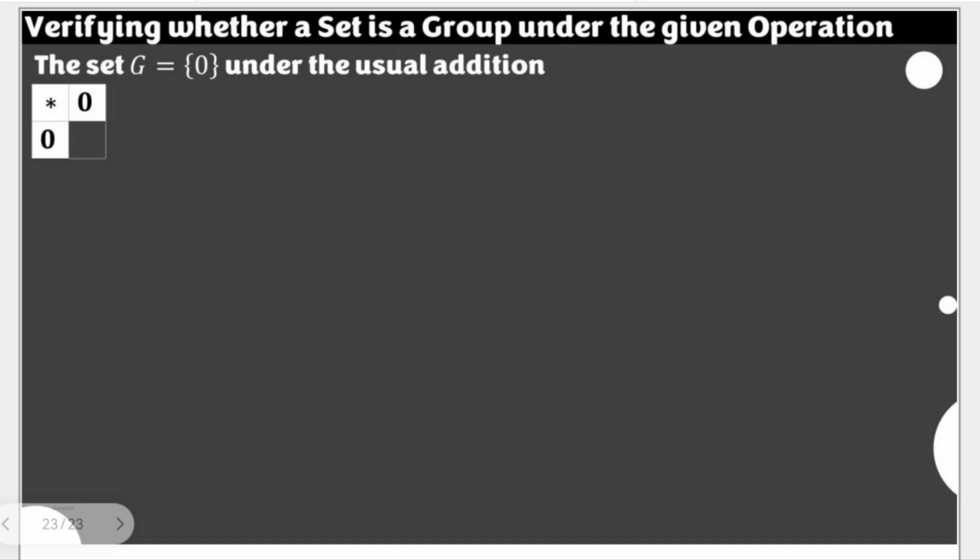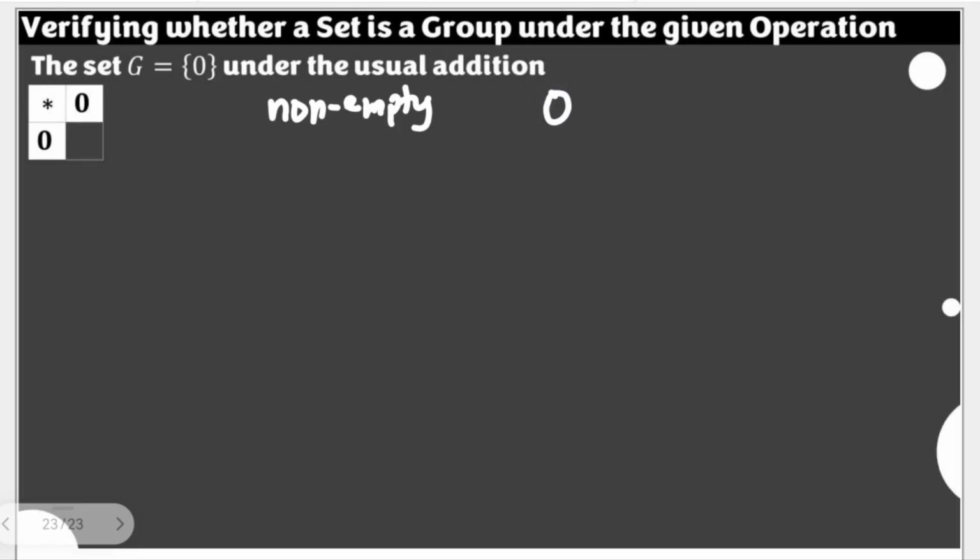Of course, this is clearly non-empty, since it contains an element which is 0. It's a unit set. The next thing is we need to establish that it is closed under the usual addition. Since we only have one element, if we add 0 to another element, which is actually just itself, we have 0.